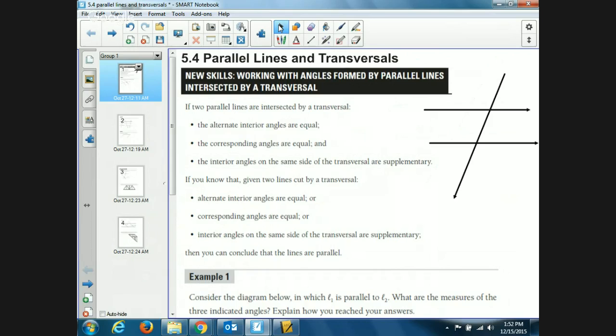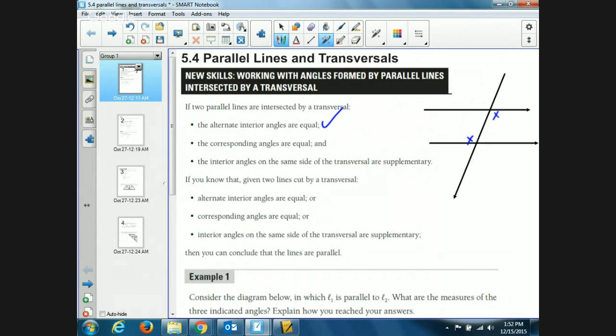Alternate interior angles are equal. So when I say this rule, think of the Z. Alternate interior angles are equal. Those two angles would be equal. Likewise, the interior angles here and here are equal. That's what this first rule is about.